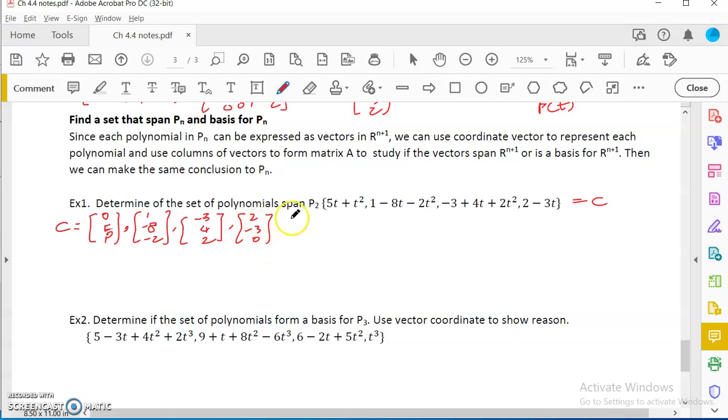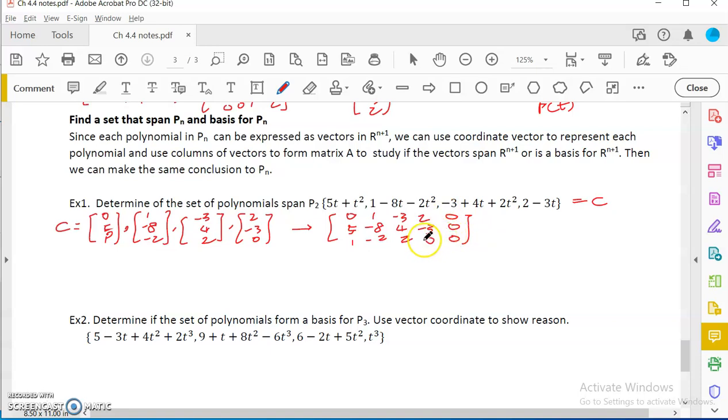Because there's no t squared. So can they span P2? I have 4 of them. They're more than enough, right? So maybe 3 of them can, so there should be one left over. So what we can do is just put them into a matrix, right? As 0, 5, 1, 1, -8, -2, -3, 4, 2, 2, -3, 0, and then see if they are dependent, right?